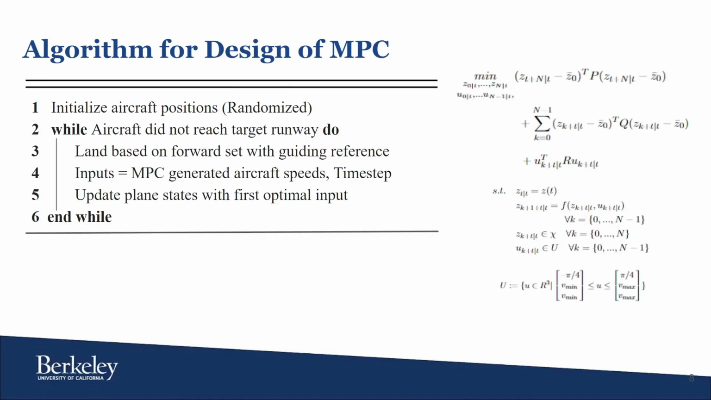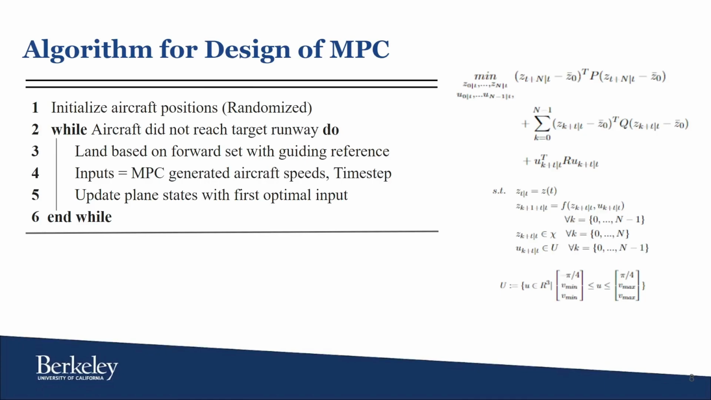The general logic of our design is as follows. We start with initializing aircraft positions, which in this case is randomly generated. While the aircraft has not reached the target runway, the aircraft will first try to land based on forward set with guiding reference. Then we generate the inputs such as aircraft speed and heading angle using the MPC that we design, and then use the optimal inputs to update the aircraft's control. The whole process then repeats until the aircraft reaches target runway.